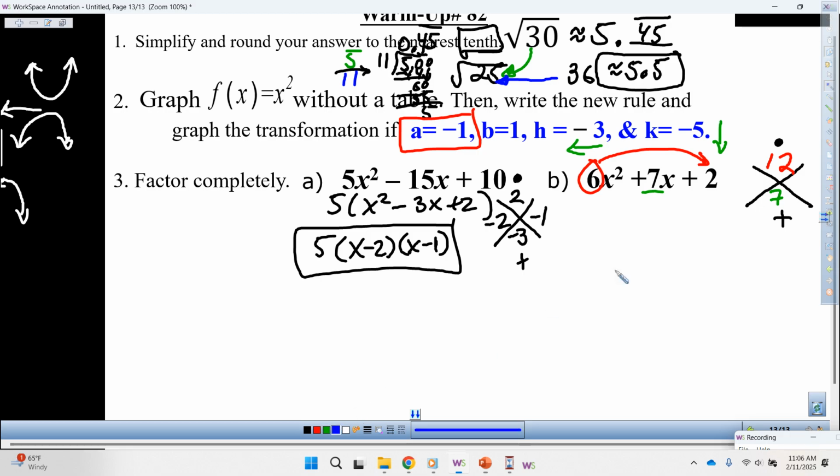So, what two numbers multiply give me 12? When you add them, give us 7, everyone. 3 and 4. However, we can't write our factors like that because now we have a number in the front. What is that number? The number is 6. So we write these as fractions.